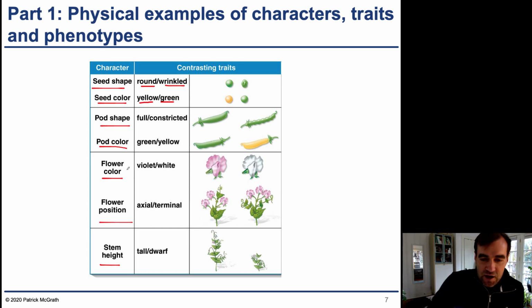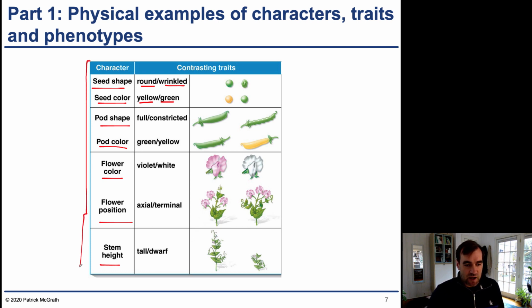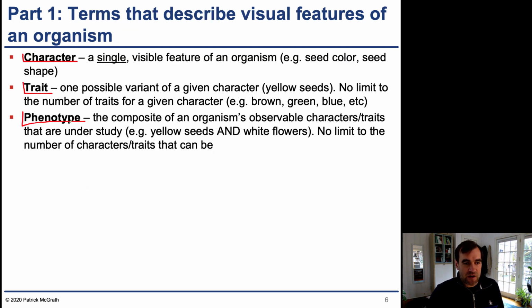The flowers that eventually became the seeds, those could be 2 colors, violet or white. And their position on the plant could be different. So they could either be axial or terminal, so either at the end of the plant or throughout the plant. And then the stem height, the height of the plant, could either be tall or dwarf. So again, characters describe what you're looking at. Traits describe the variant that you're looking at. And then finally, phenotype. Phenotype is the composite of an organism's observable characters and traits.